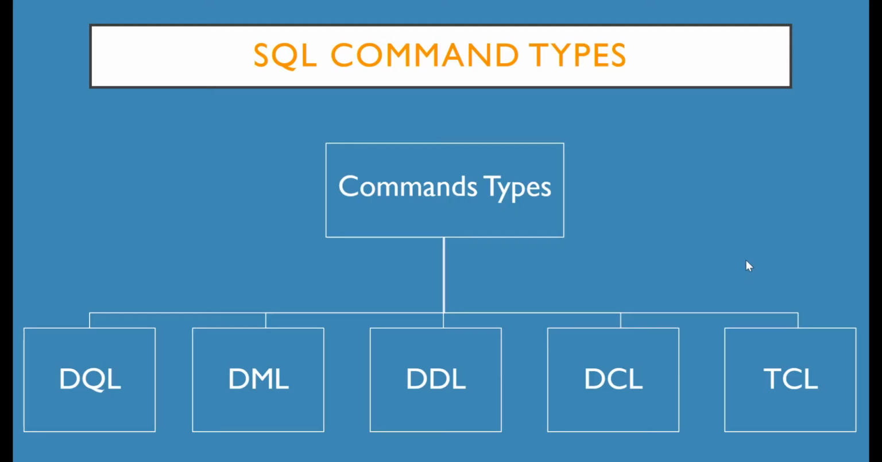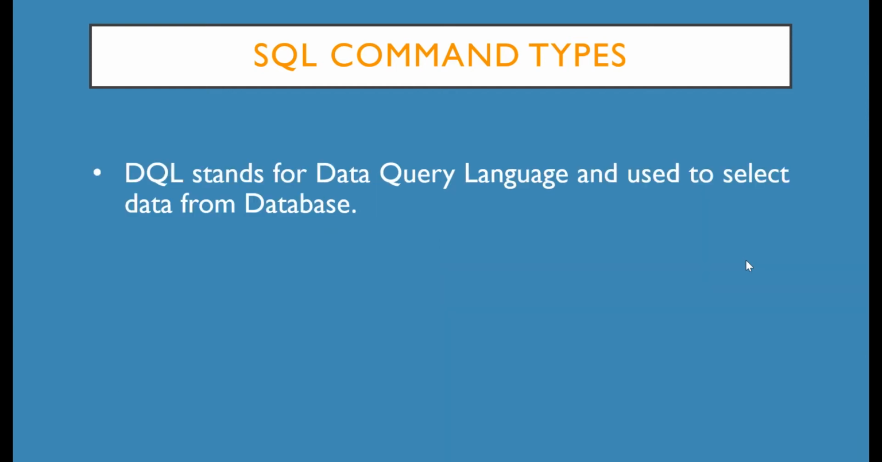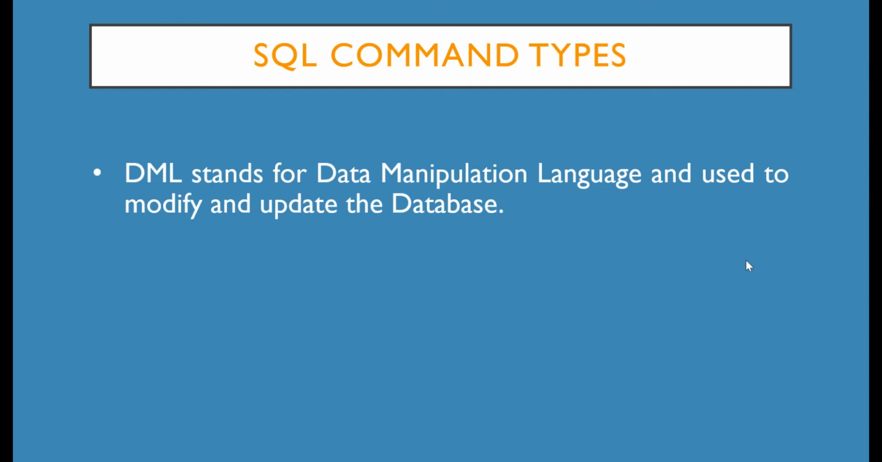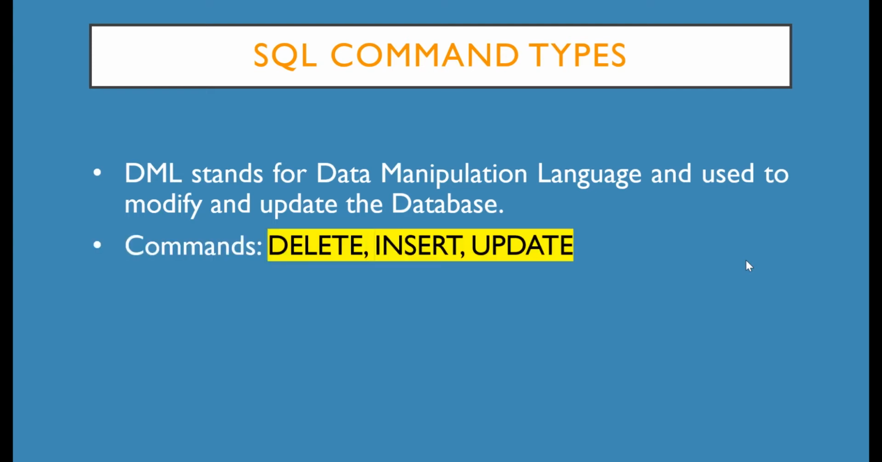Now we'll talk about the SQL command types. As you can see here, we have five different types: DQL, DML, DDL, DCL, and TCL. The DQL stands for Data Query Language and is used to select data from the database. It has only one command, which is select. The DML stands for Data Manipulation Language and is used to modify and update the database. It has three commands: delete, insert, and update.